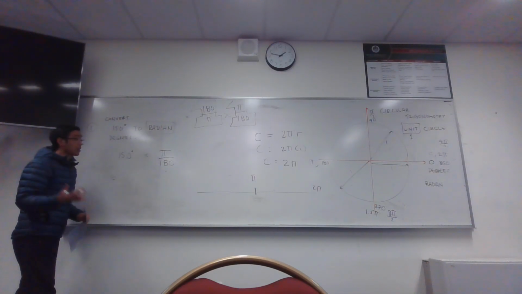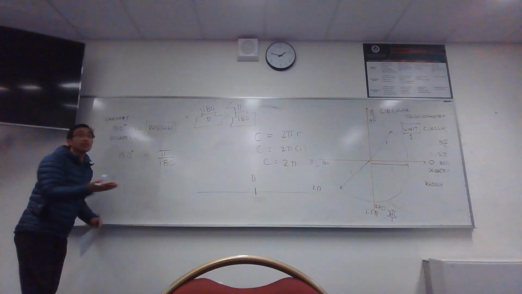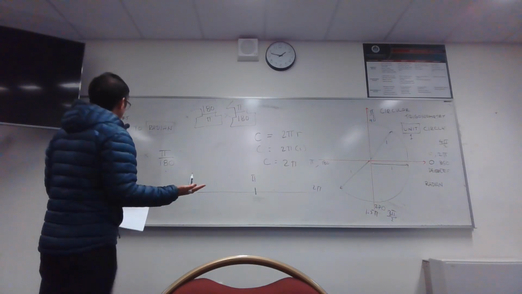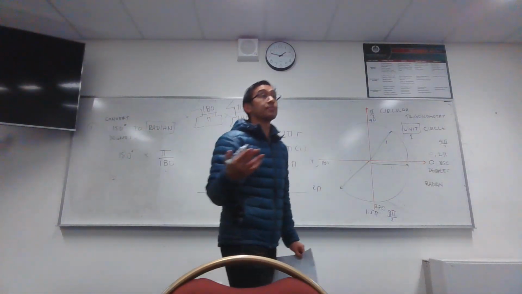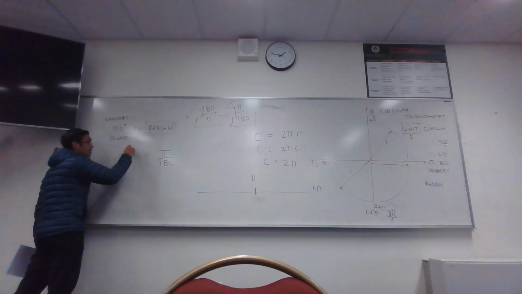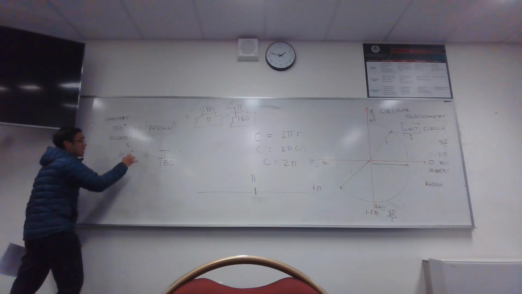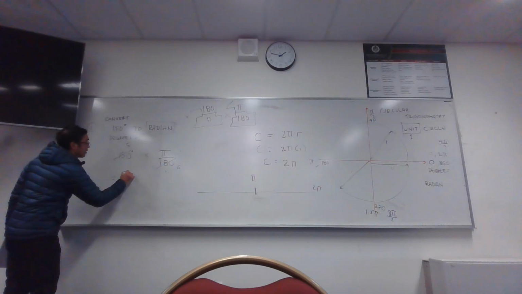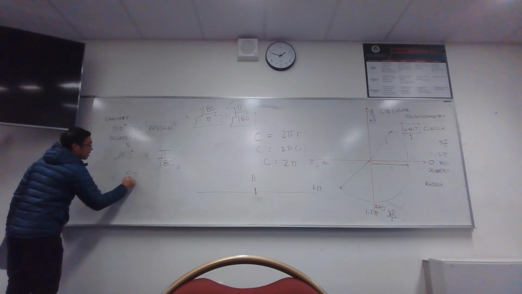Timesing it down. Okay. What goes into 150 and 180 nicely? 10. What? Let's go bigger. 30. Let's go 30. How many 30s in 150? 5. How many 30s in 180? 6. What are we left with? 5 pi on 6.